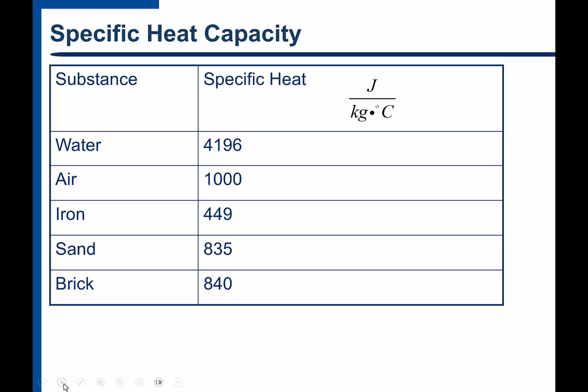Here are some different specific heat capacities for some different materials. You'll notice that water has a very high specific heat capacity. And therefore, you'll notice that whenever your food has a lot of water content, it both takes a lot of energy to get it heated up, but it also then takes more time for it to cool down.